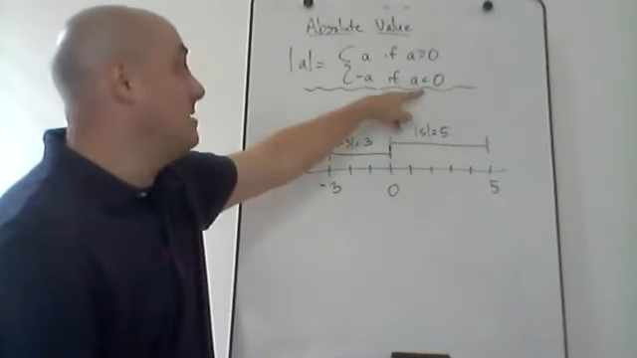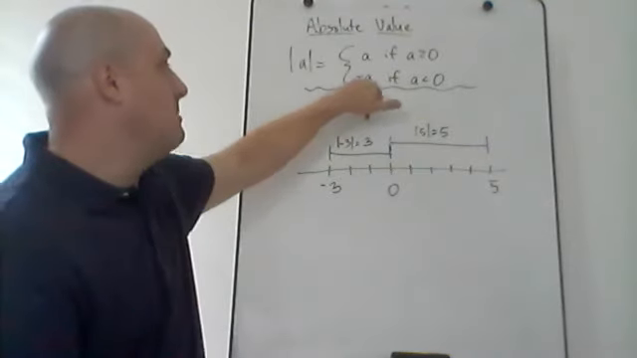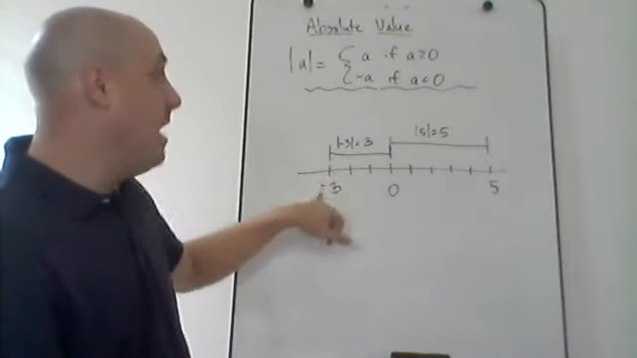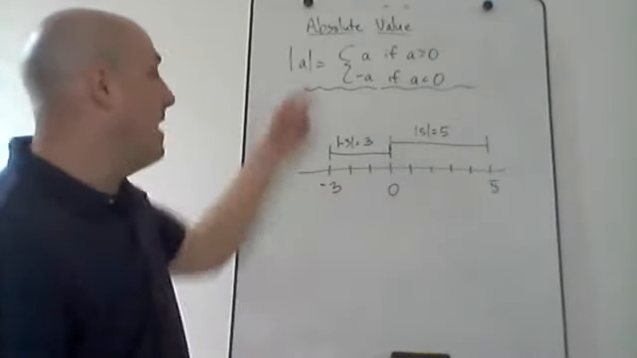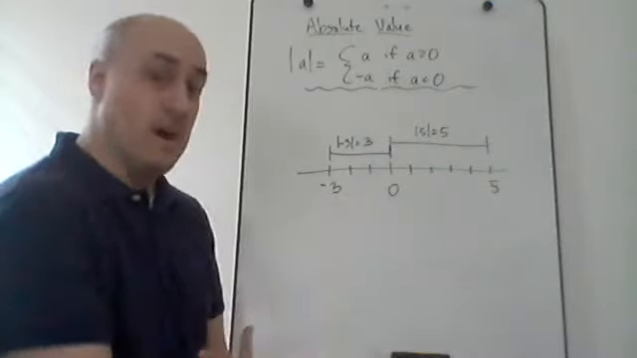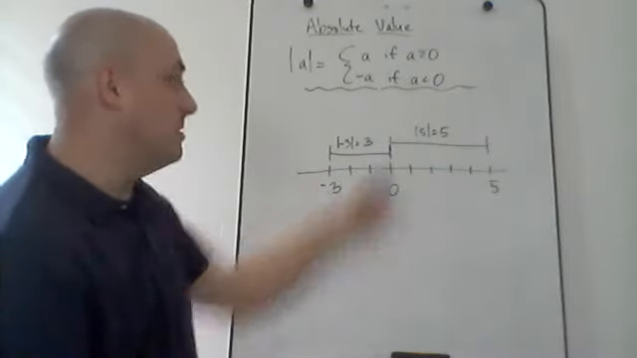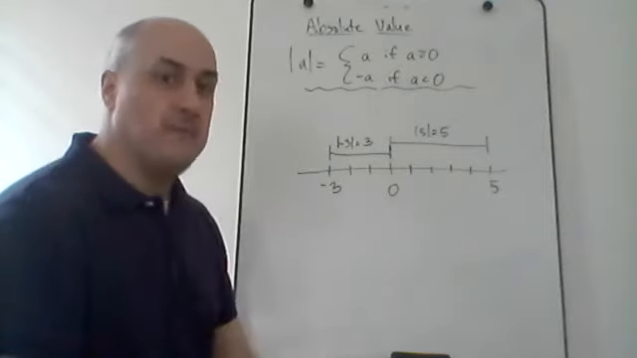If a is less than 0, if a is a negative number like -3, then the absolute value is the negative of that. The negative of -3 is positive 3. So if the number you're taking the absolute value of is less than 0, the absolute value just turns it into the positive of that number. It turns -3 into positive 3. All right, so that's the definition of absolute value.